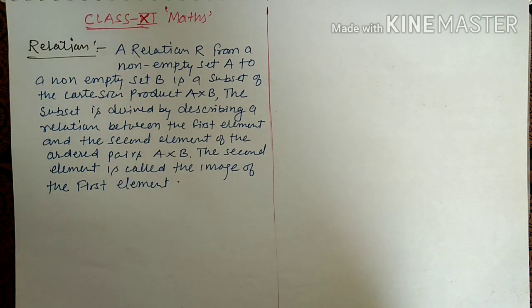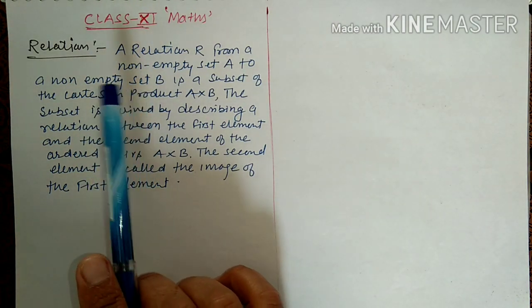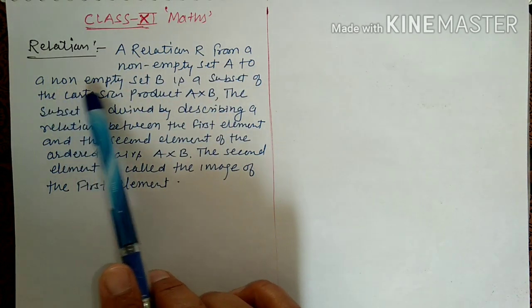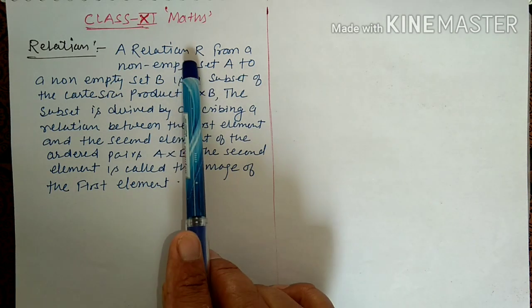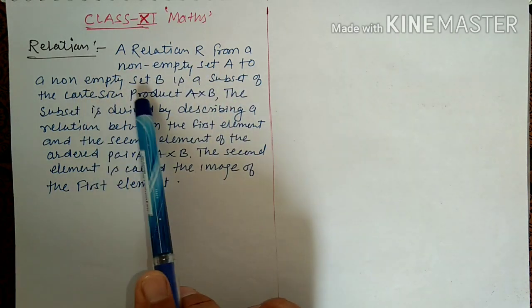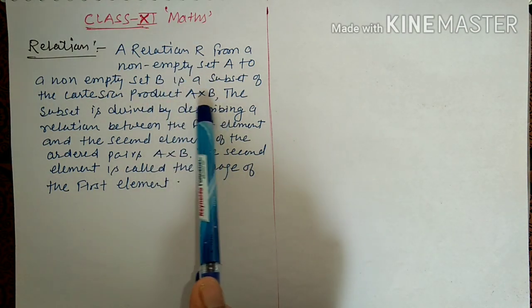Today we'll discuss class 11th maths, chapter number 2. Today we'll understand what is a relation. First of all, we'll understand relation by a definition. A relation R from a non-empty set A to a non-empty set B, means we have two non-empty sets A and B, is a subset of the Cartesian product A cross B.